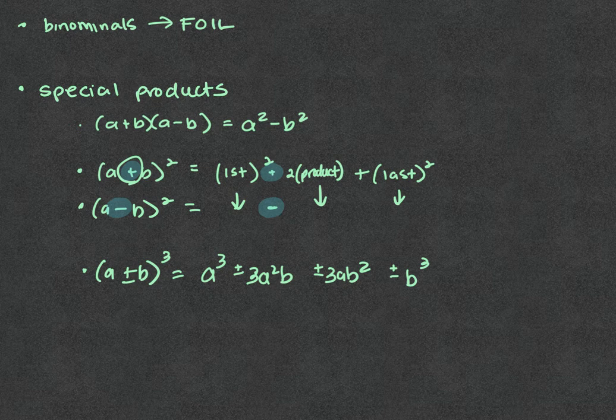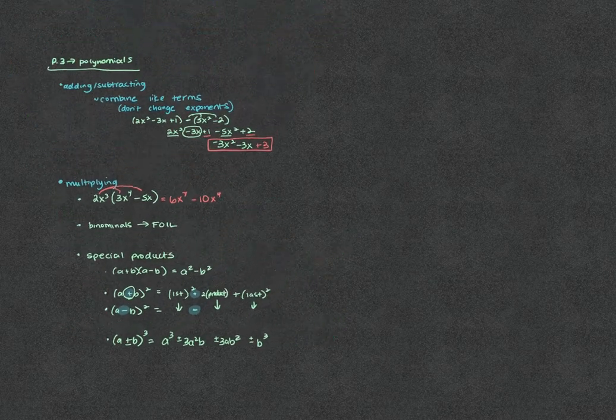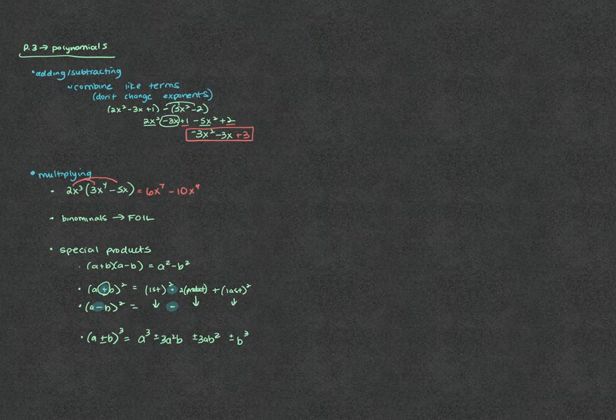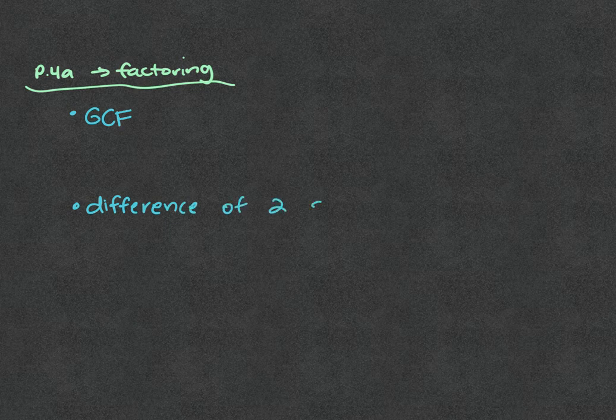Questions on the polynomials? Okay, and then the last one was the factoring we just finished. So you've got your difference of 2 squares. Well, let's go in the same order. Greatest common factor, difference of 2 squares, and perfect square trinomials.